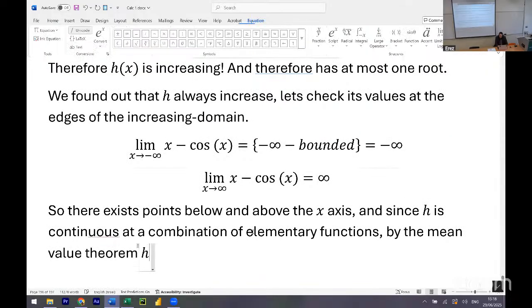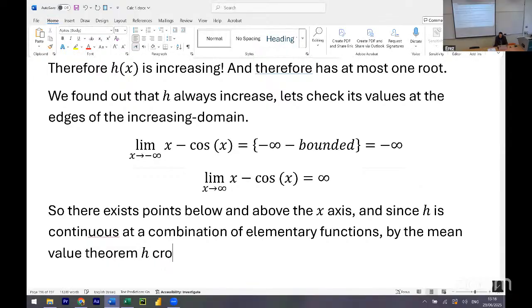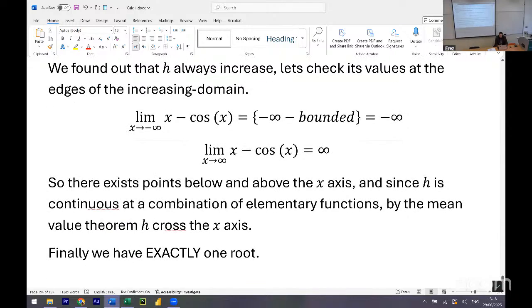h crosses the x-axis, and finally we have exactly one root, because we've proved that there is at least one root. The h function must cross the x-axis, and we proved that it's increasing, therefore one-to-one, it has at most one root. Altogether we have exactly one root.